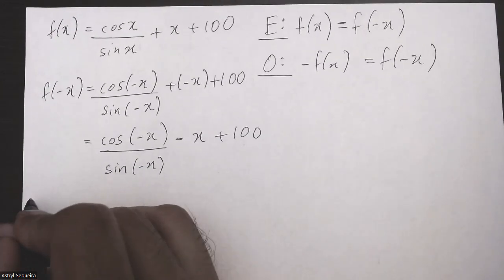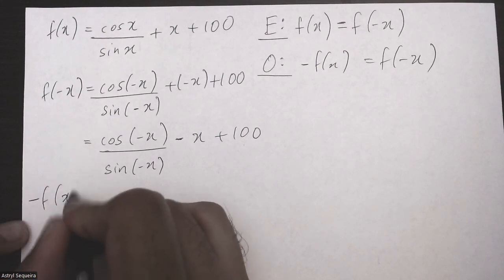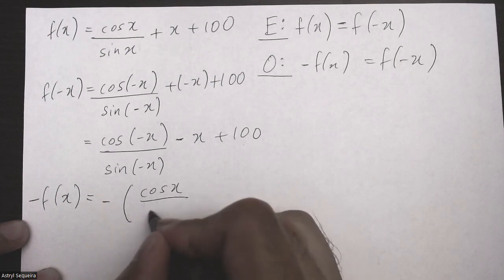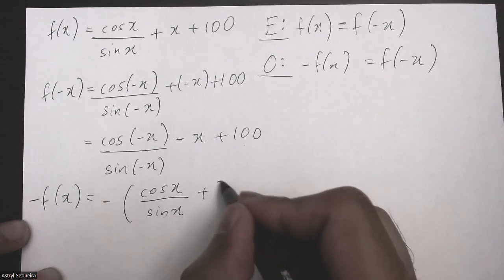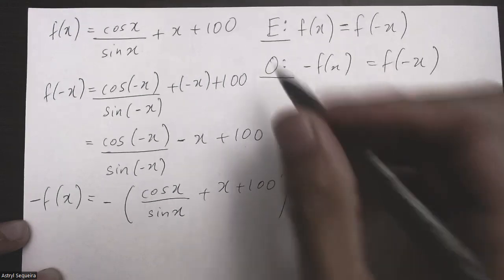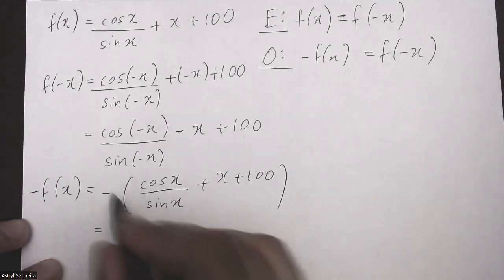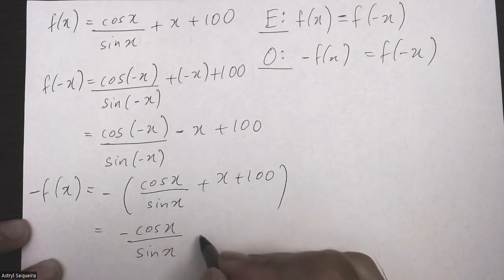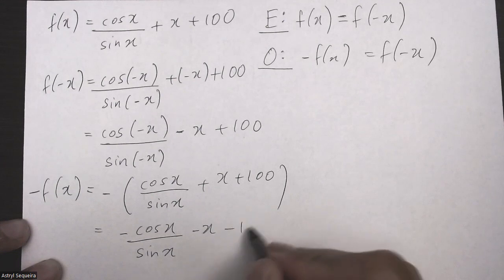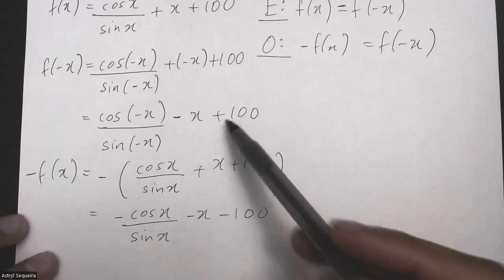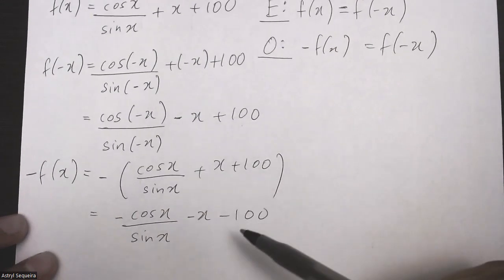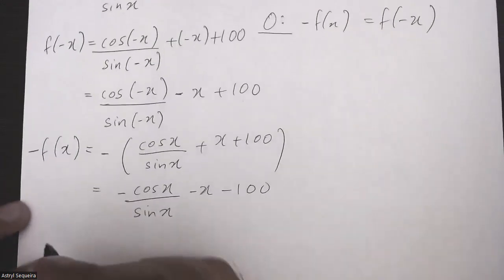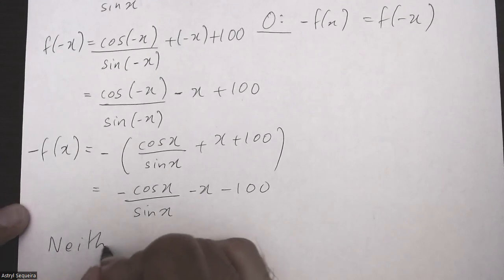And if we go to the next test for odd, we're going to find negative f of x, which is just a negative, and then a bracket around the entire original function, which is up there. Then we distribute the negative into the bracket, minus x minus 100. And if we compare this to this, again, we don't even have to look at the trig part. You can compare these two. You can tell these two are not the same. So the function is neither even or odd.